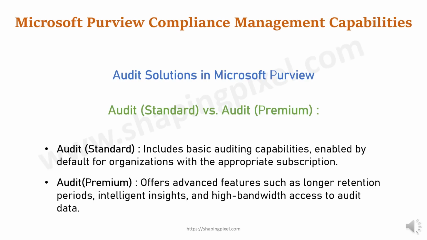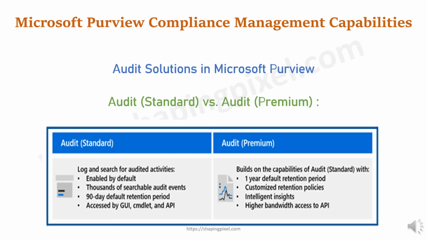Audit Standard versus Audit Premium. Audit Standard includes basic auditing capabilities enabled by default for organizations with the appropriate subscription. Audit Premium offers advanced features such as longer retention periods, intelligent insights, and high bandwidth access to audit data. Audit Standard log and search for audited activities. Enabled by default, thousands of searchable audit events, 90-day default retention period, accessed by GUI, commandlet, and API. Audit Premium builds on the capabilities of Audit Standard with 1-year default retention period, customized retention policies, intelligent insights, higher bandwidth access to API.